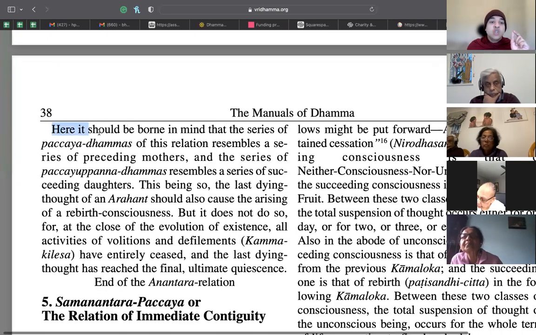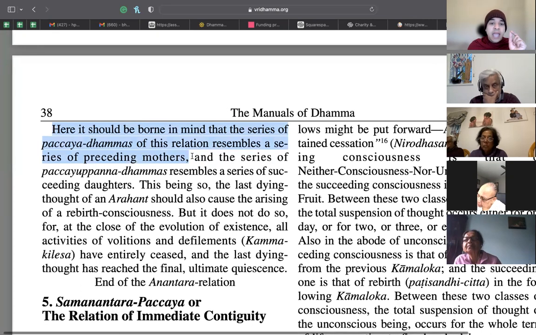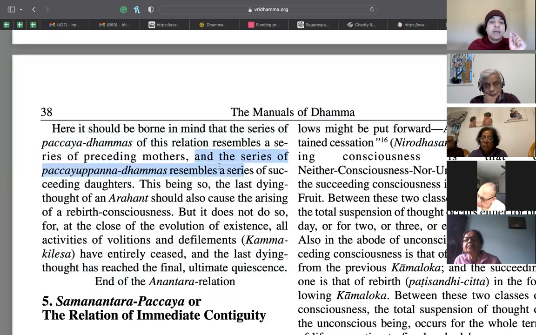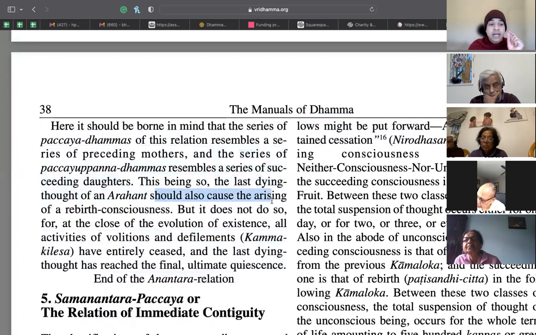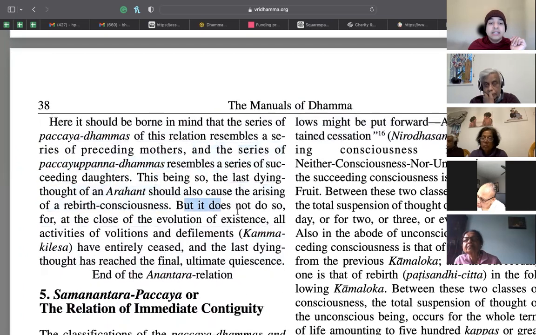Here, it should be borne in mind that the series of Paccaya Dhammas of this relation resembles a series of preceding mothers, and a series of Paccayuppanna Dhammas resembles a series of succeeding daughters. This being so, the last dying thought of an Arahant should also cause the arising of a rebirth consciousness. No, it does not.